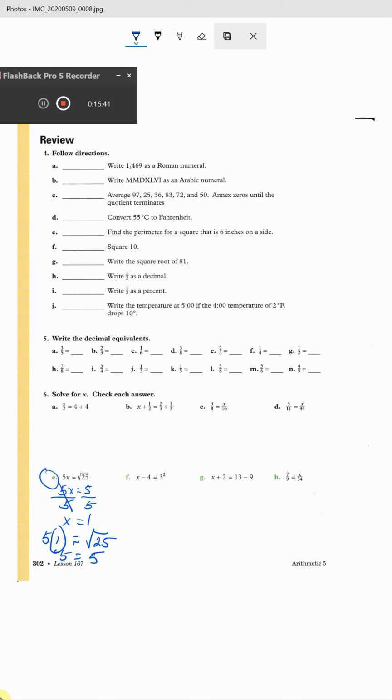Let's look at F. X minus 4 equals 3 squared. So x minus 4 will equal, what's 3 times 3? 9. So I have plus 4, x, this is gone, equals 13. 13 minus 4, is that the same as 3 squared? Well, 13 minus 4 is 9. 3 squared is 9.